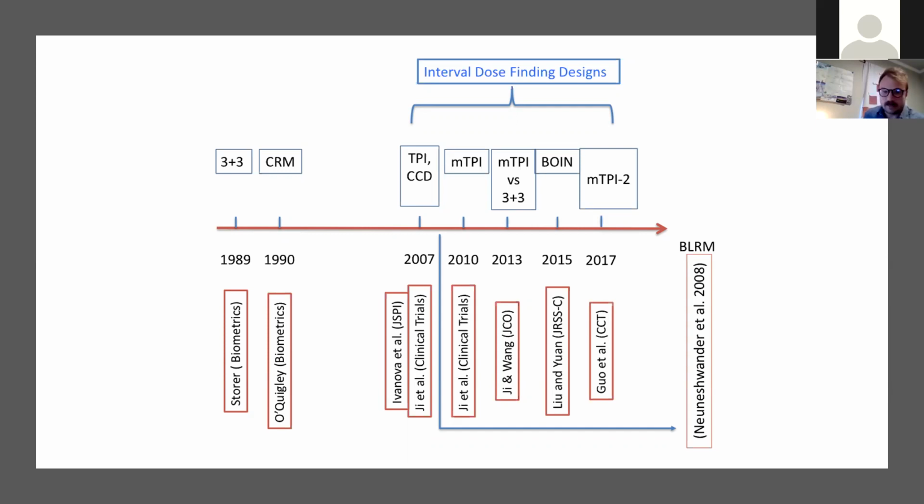In response to that, recently, since 2007, there's a new class of designs created called model-assisted designs, such as the TPI, the mTPI, the BOIN, and keyboard design. So I'm going to go into a little more detail on the differences between those, but basically there's these 2 different classes now of designs in addition to algorithmic designs: model-based or model-assisted designs.